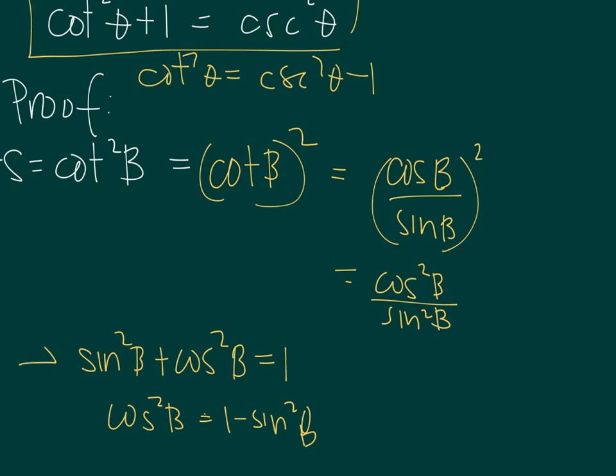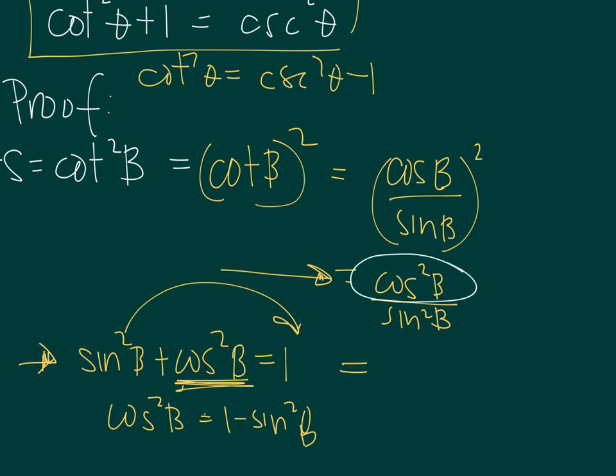From here, you can manipulate it. If you want to have this, it can be 1 minus sine squared b. Are you with me? Why sine? We can actually have cosine, but in this particular proof, we don't need the sine. We'll see why. So cosine squared b we said is 1 minus sine squared b.